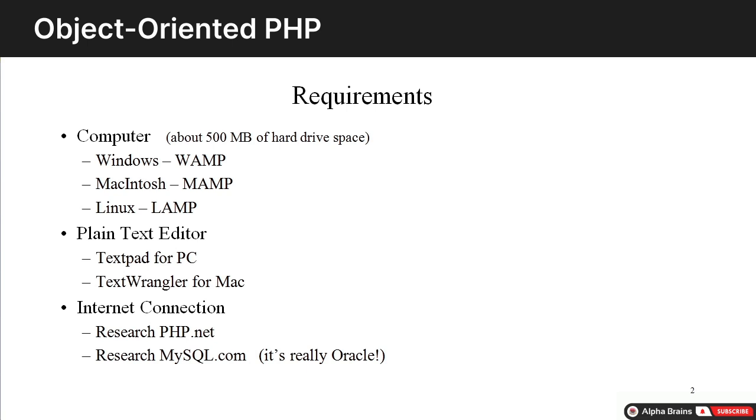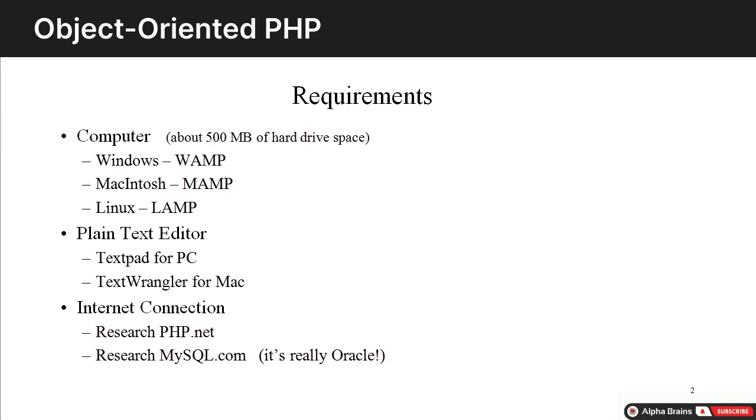WAMP stands for Windows, Apache, MySQL, and PHP. MAMP, of course, Macintosh, Apache, MySQL, and PHP. And these special software packages that we're going to learn how to download will allow you to run PHP locally and MySQL locally and test out a great deal of your work before deploying it on an actual website.